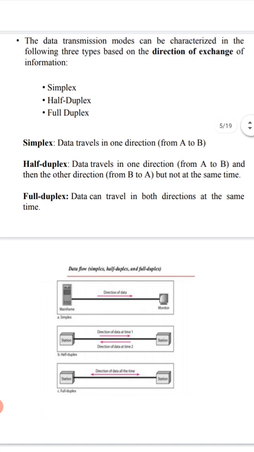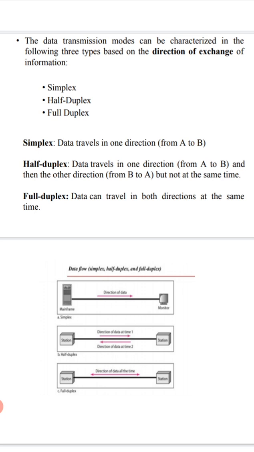First, the data transmission mode can be characterized into three types based on the direction of exchange of information. So based on the direction, we can classify it into three types: first one, simplex, second, half duplex, and third, full duplex. We already discussed the data flow techniques in the first unit itself. So there is a direction of flow of data.